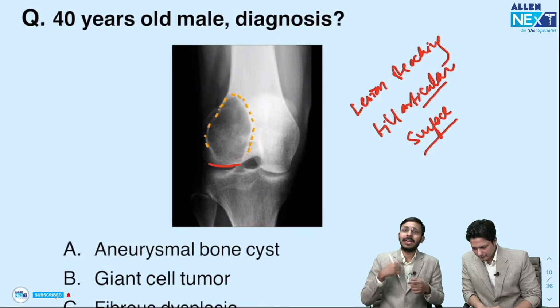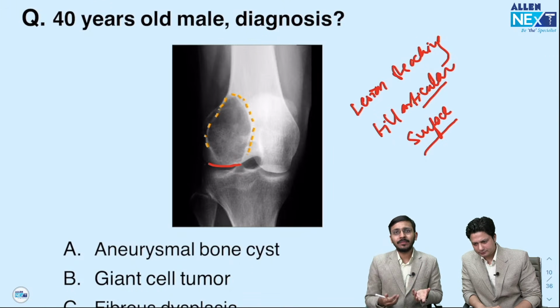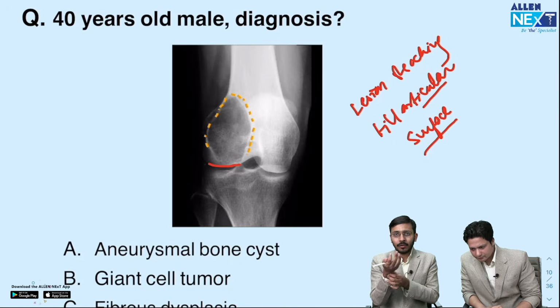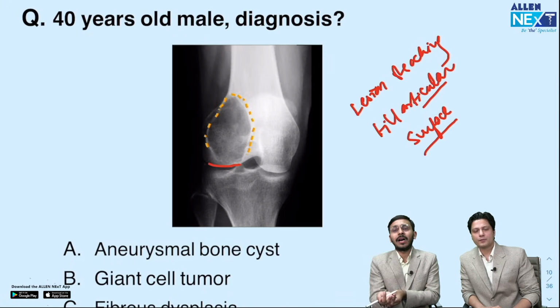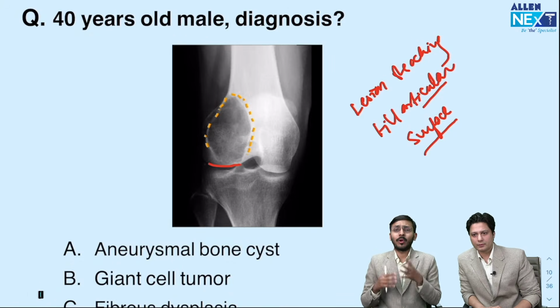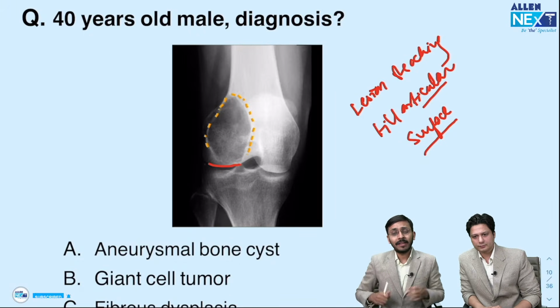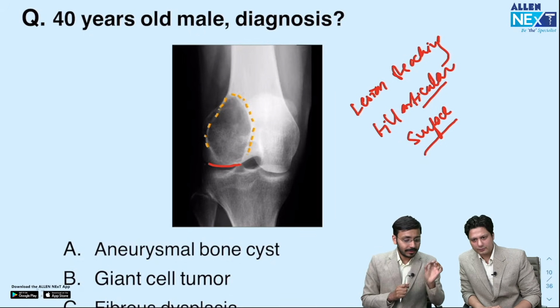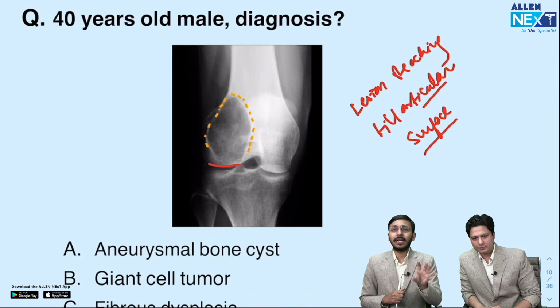Okay, this has been repeatedly asked again and again in the exam. Sometimes they'll give you an X-ray of the distal end of radius, distal end of ulna, distal end of femur, proximal tibia. Anywhere in the body GCT can occur, even in the pelvis. But remember this very important point, it reaches till the articular surface, especially in a long bone.